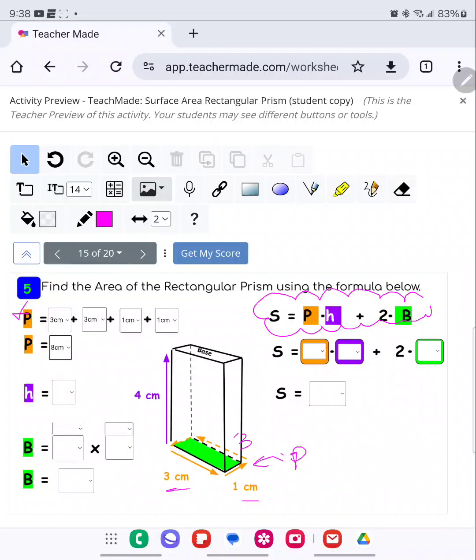And let's go ahead and move on to the height. What's the height of your box? So the height's purple. It's going to be 4. So I'm going to put 4.